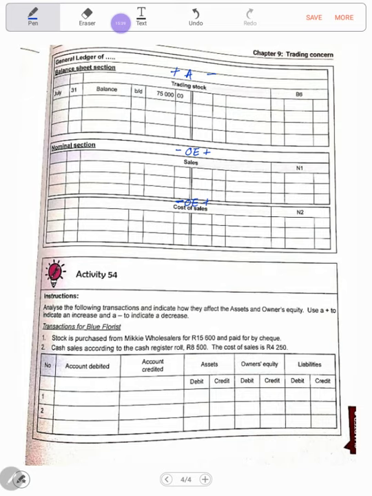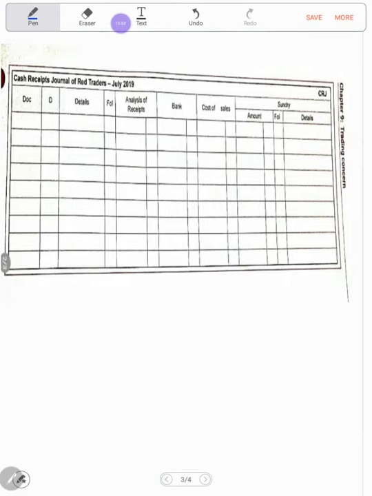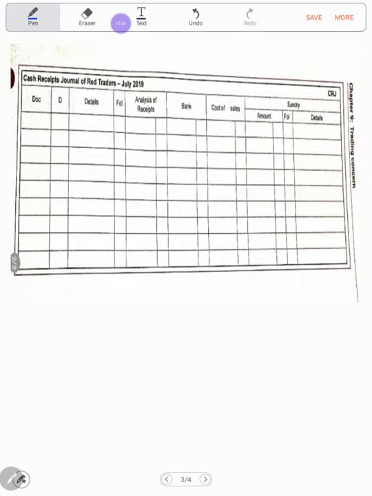So we have trading stock over here. They told us that we had a balance brought down of 75,000. So what will I do, grade 8s? I'm going to see the cash receipts journal. What happens to our stock when we sell our stock? So I'm just going to make a little entry over here for you. Here's our trading stock.